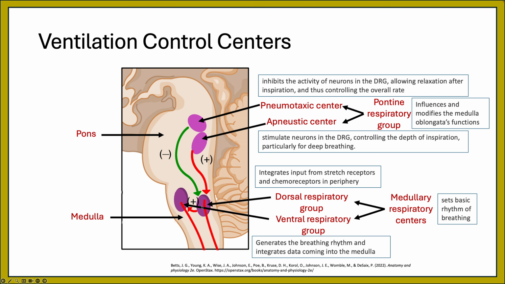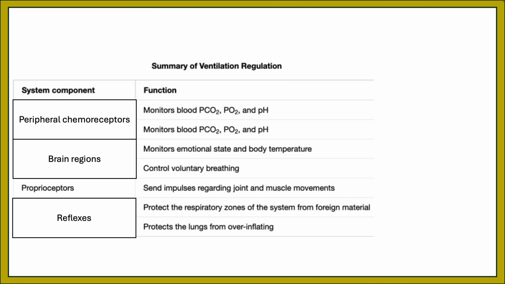So we'll see here that the dorsal respiratory group is the main receiver for the pontine respiratory group. So together, these are going to help set the basic rhythm of breathing. So ventilation regulation is also going to involve peripheral chemoreceptors. So you have the aortic body and the carotid body. These are going to monitor the partial pressure of carbon dioxide, the partial pressure of oxygen, and the pH of the blood that ultimately will send signals to alter your breathing rate.